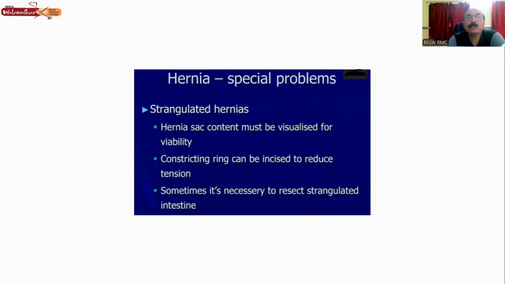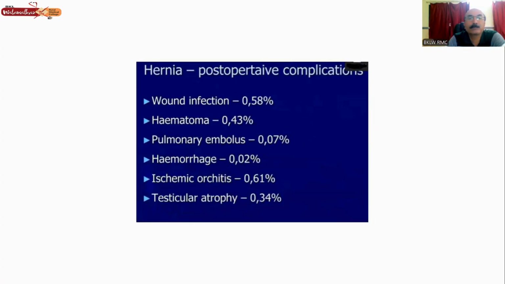Strangulated hernias. What will you do in strangulated hernias? Hernial sac contents must be visualized for viability. The constricting ring can be incised to reduce tension. Sometimes it's necessary to resect strangulated intestine and anastomose healthy bowel segments.